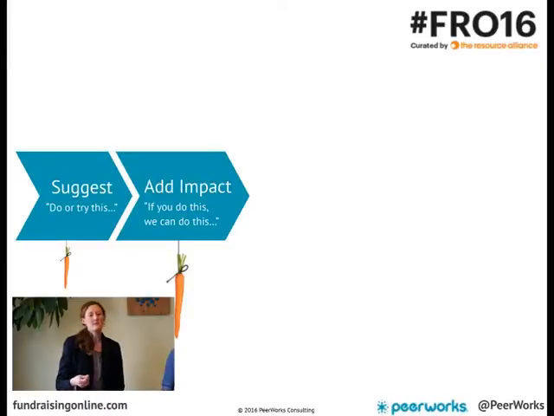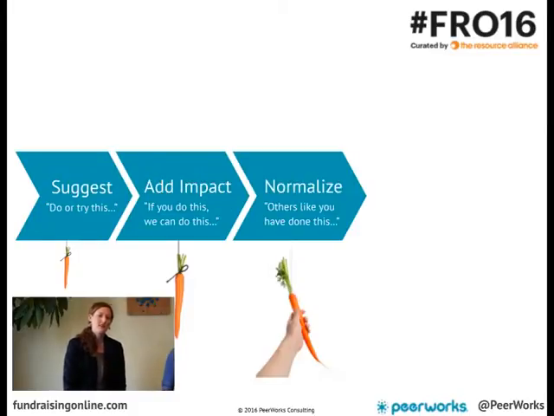So if you do this, then we as a charity can do this. And we're going to show you some examples of how that works. You can sweeten the deal even further by what we call normalizing the situation or normalizing the suggestion. So when you can explain that other people have done this for you, that makes it feel like, well, then they can do that too. So others like you have done this, so you can as well.